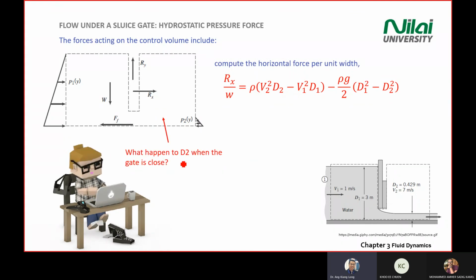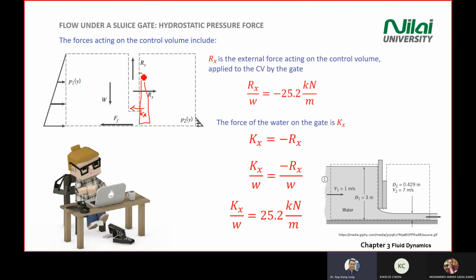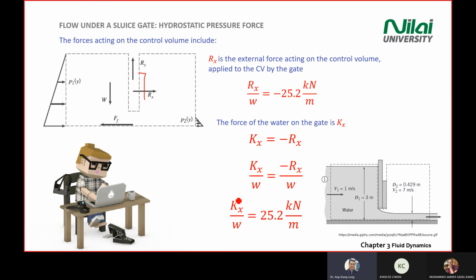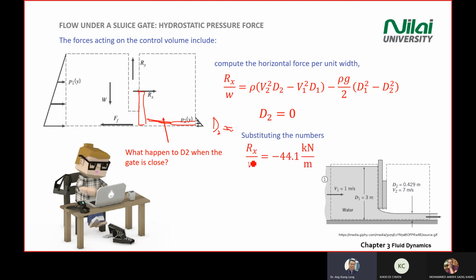So what happens if we have a closed gate scenario? Just now it's an open gate, because we assumed an open gate here. In the first scenario, with this equation, when you open the gate, the force on the gate will be 25.2 kilonewton per meter. What happens if you have a closed gate? When you close the gate, there's no flow in this section. When there's no flow, there's no height for D2. Your D2 will be 0. So again, you substitute back the numbers, and you will get Rx equal to negative 44.1 kilonewton.